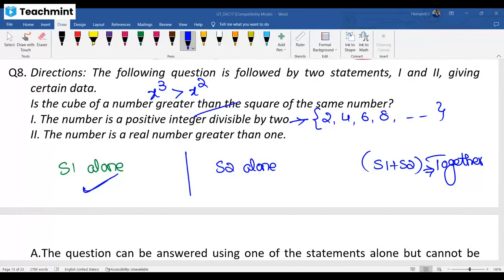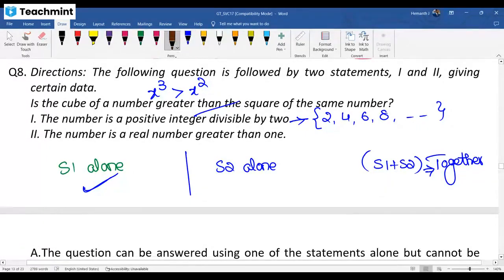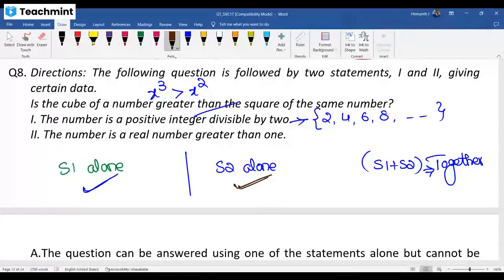Then don't stop your journey. Try statement 2 alone as well. What is statement 2? Real number greater than 1. Yes, when a number is greater than 1, for all such x, x cube is greater than x square, correct. Statement 2 alone also correct.